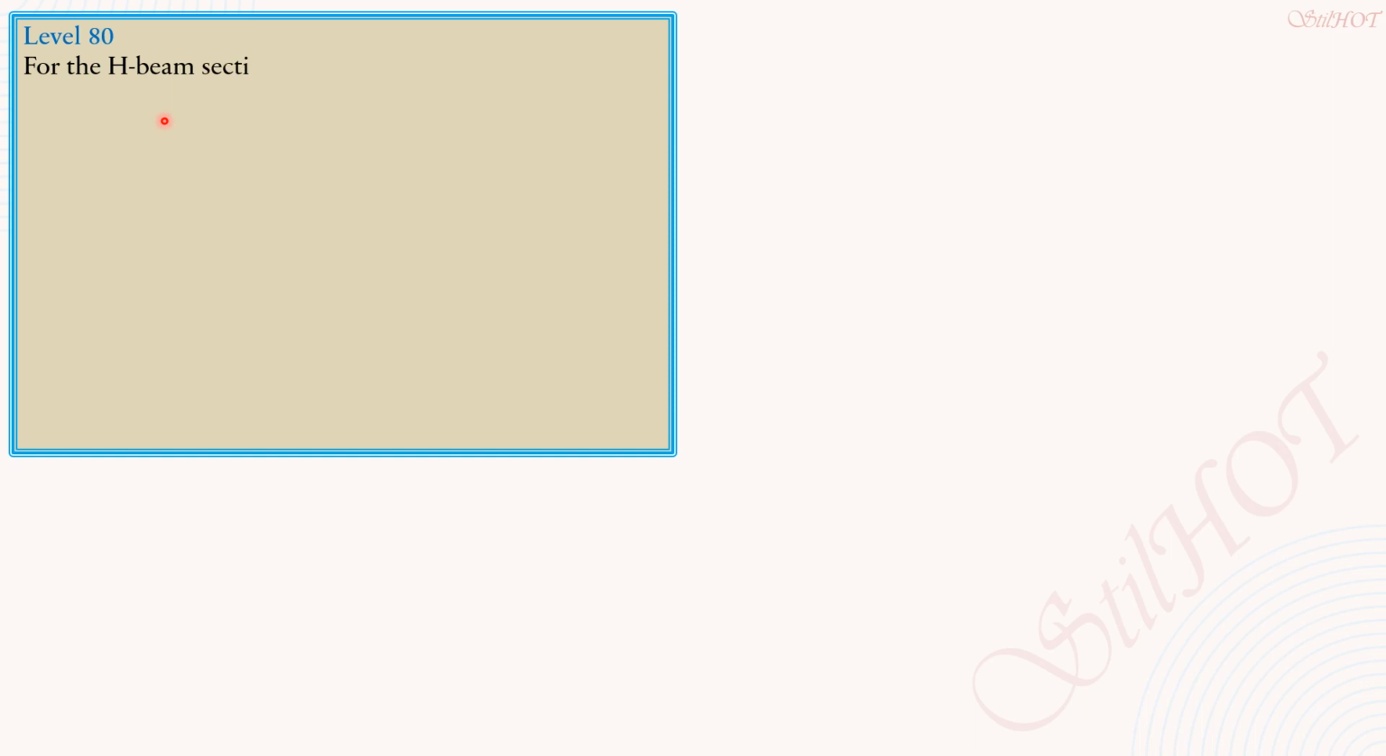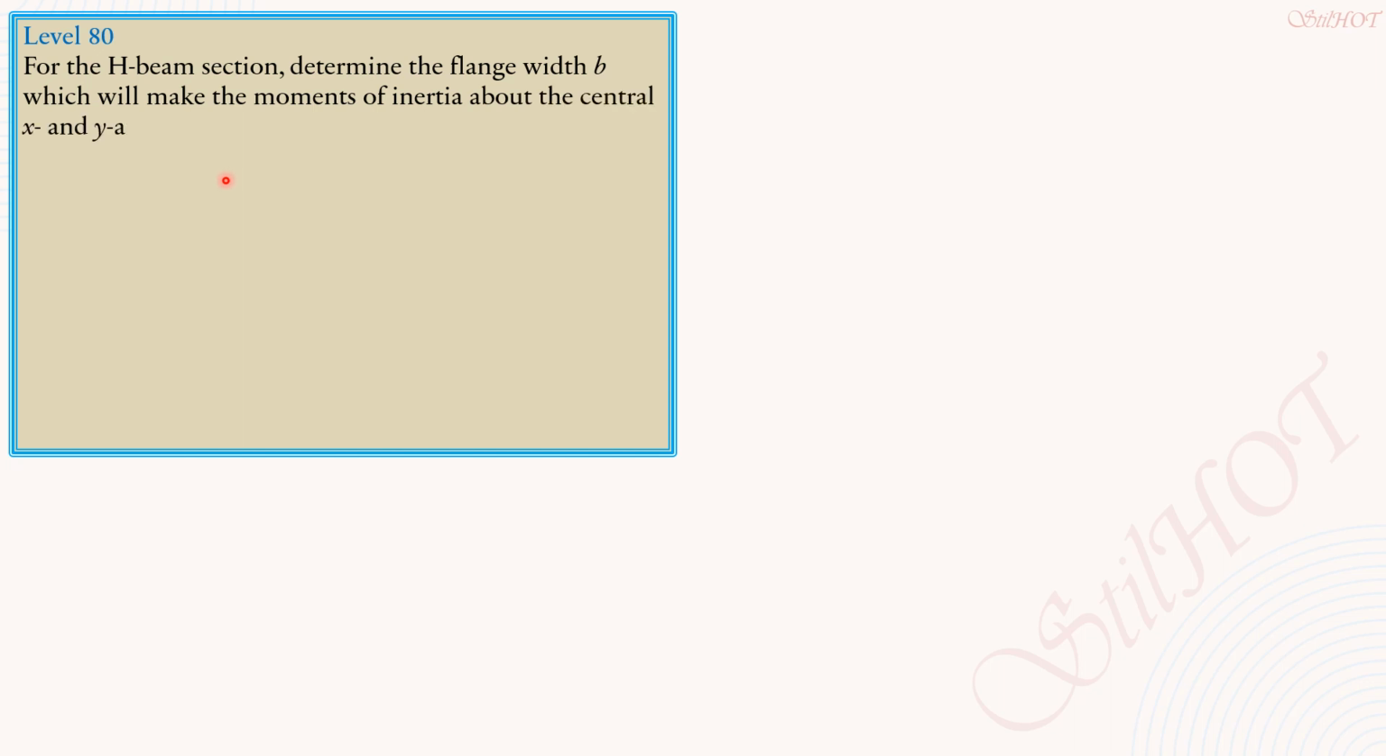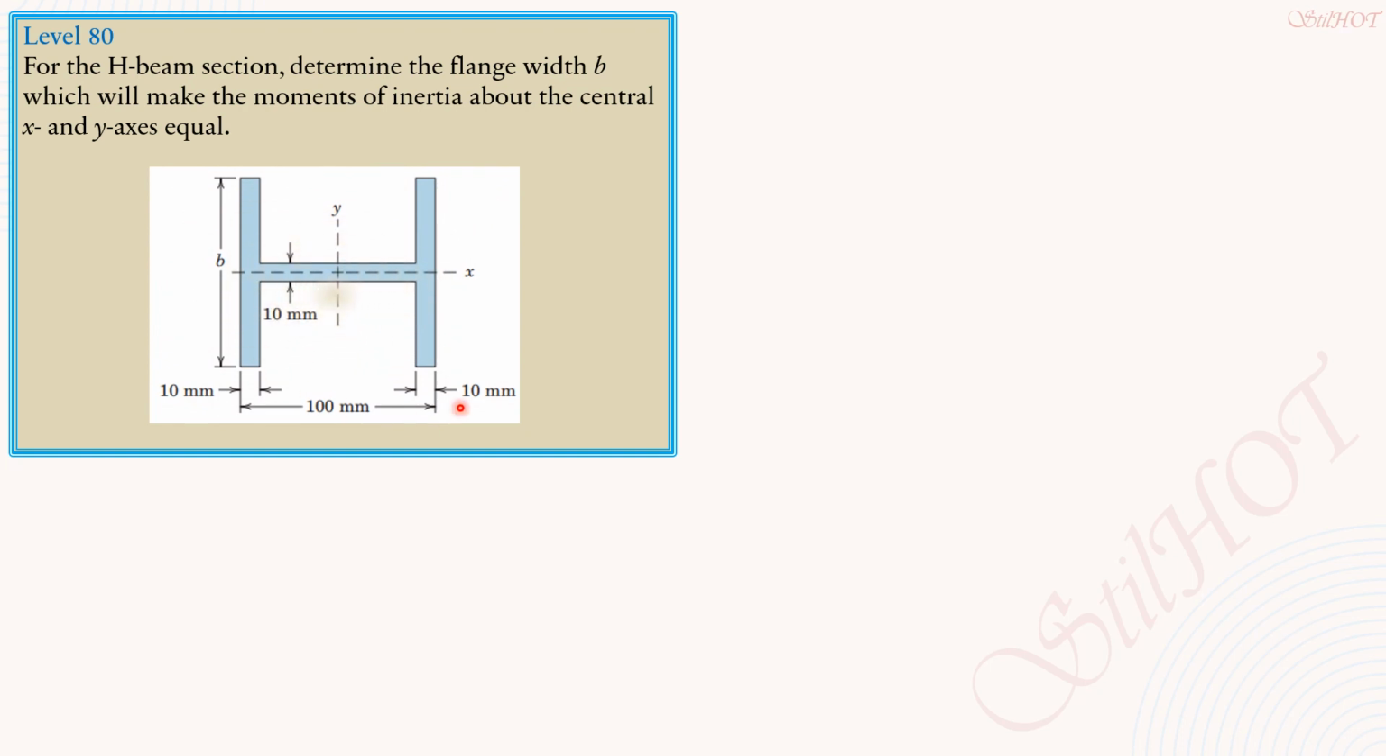Level 80. For the H-beam section, determine the flange width b which will make the moments of inertia about the central x and y axis equal. So we have here the H section, beam section. The condition is Ix equals Iy. So for our solution, let's set up the equation Ix equals Iy.